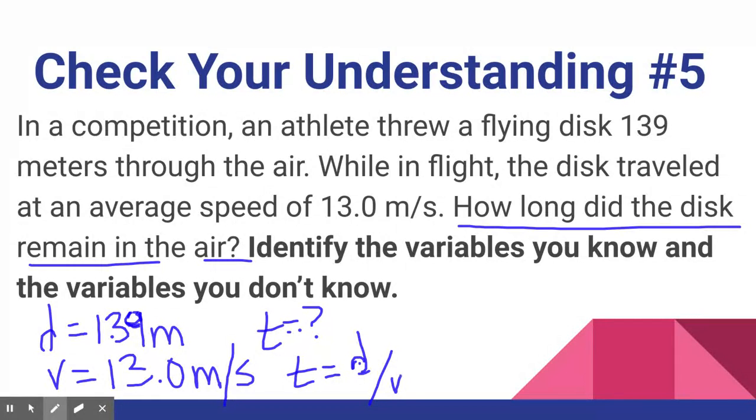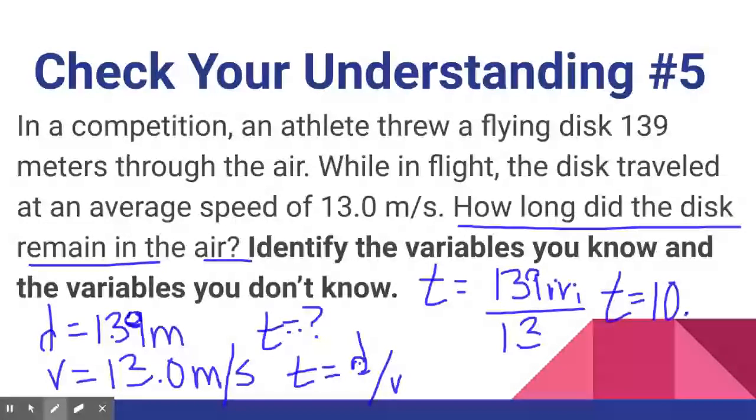So we've got our variables, we've got our formula. Let's plug it all in. So T is going to be equal to 139 meters divided by 13, which when we plug that in, 139 divided by 13 is going to be, time-wise, we'll say 10.7 seconds. Okay, and that would be our answer there.